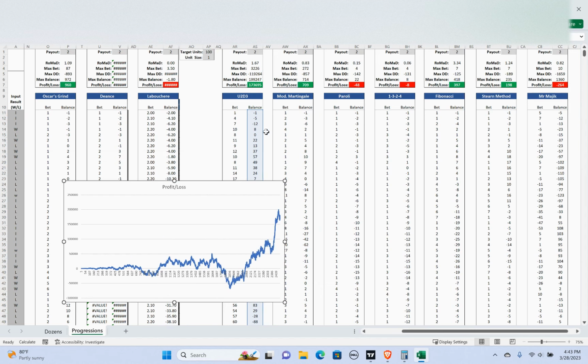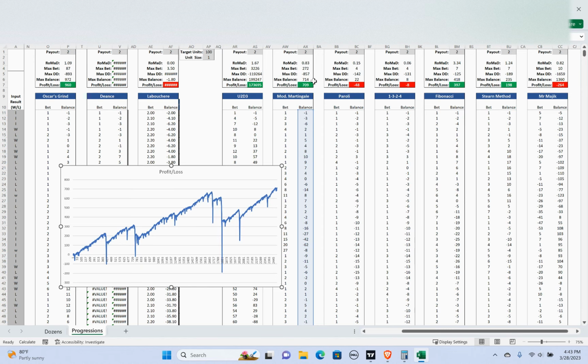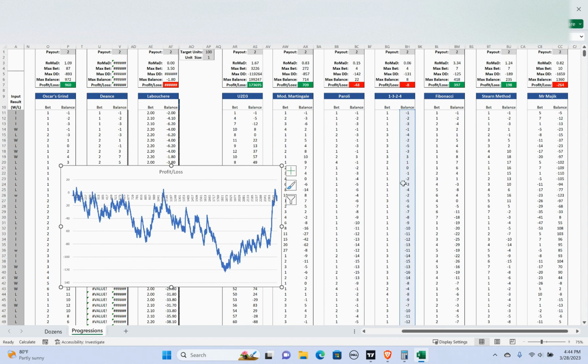Modified martingale, honestly, quite impressive. Still don't know if I would use it. Well, definitely I wouldn't use it. It's got a ROMAD score of less than 1. And even though it's modified to where you're not doubling every time, so you do take a little bit of a loss, as you can see, you're still better off just flat betting and scaling up your unit because of the ROMAD. Paroli didn't perform very well. That's what that looked like. 1324, not very good.